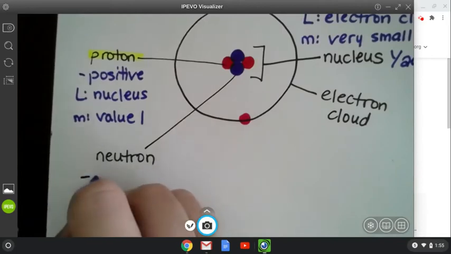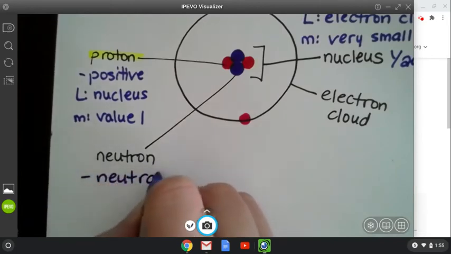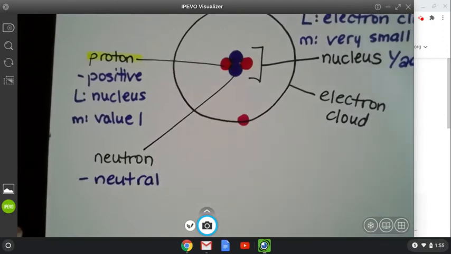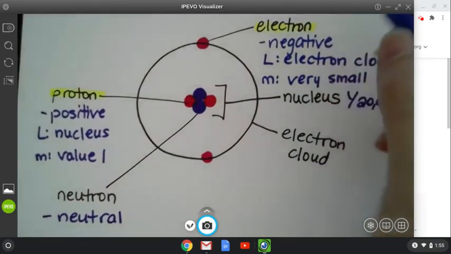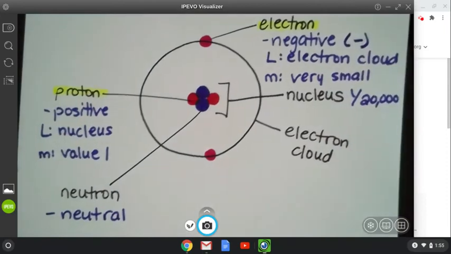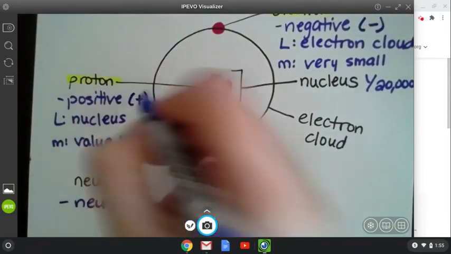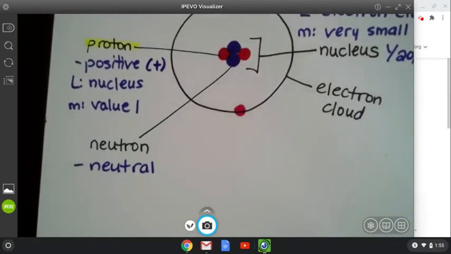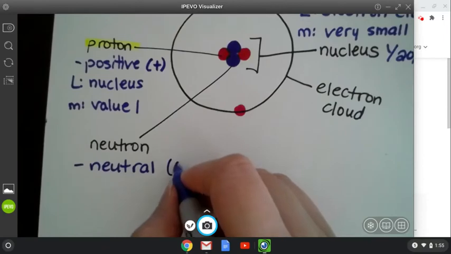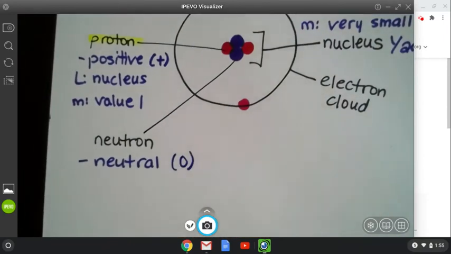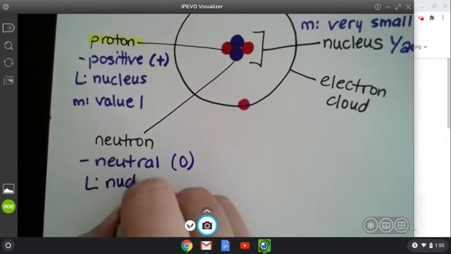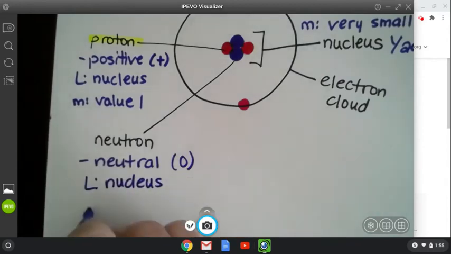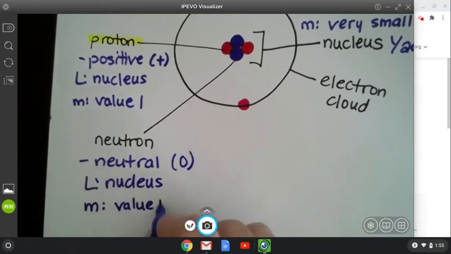So the neutron, we'll say it's neutral. So if I'm going to do symbols for these charges, my negative is going to be just the minus sign. Positive is traditionally the plus sign. And then what I'm going to do, if I ever show you the charge of a neutron, I'm actually going to use a 0 for neutral. Its location, it's also located in the nucleus, just like the proton. And its mass is actually also a value of 1. So its mass is equal. It's about the same as a proton.